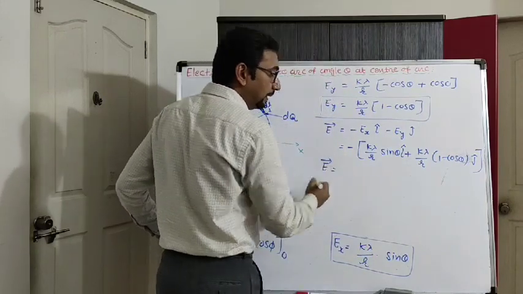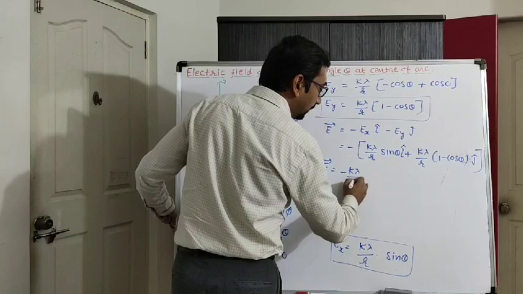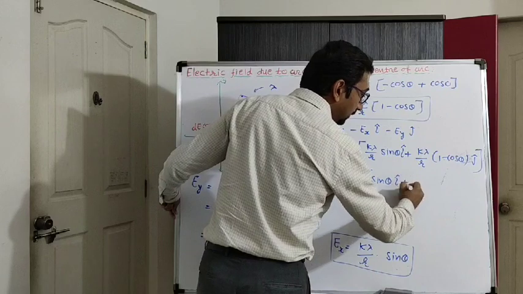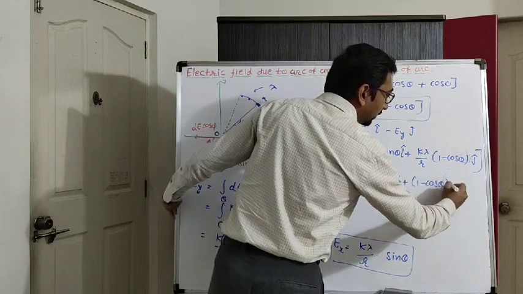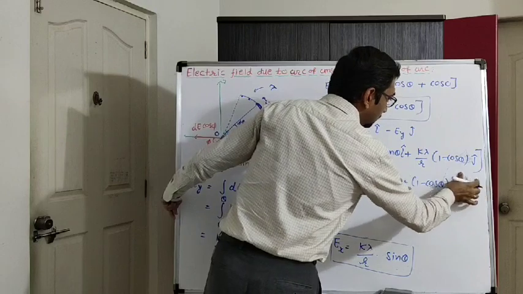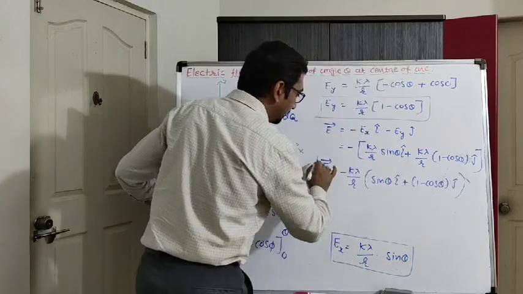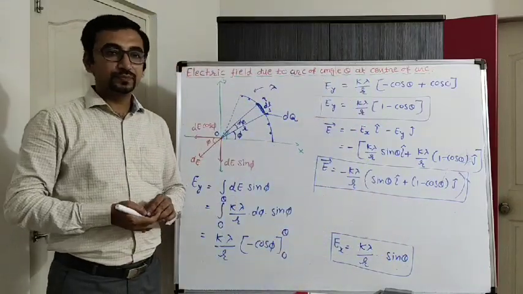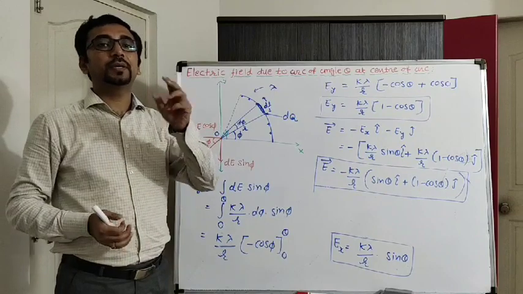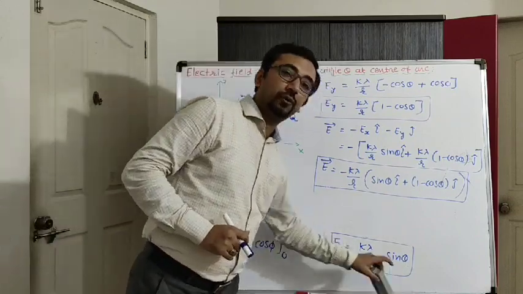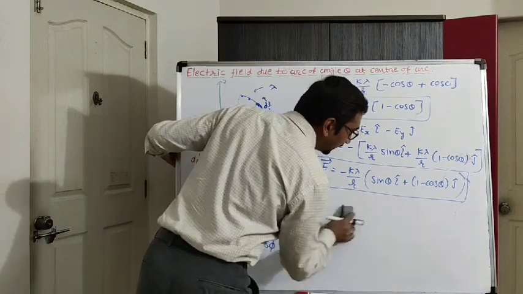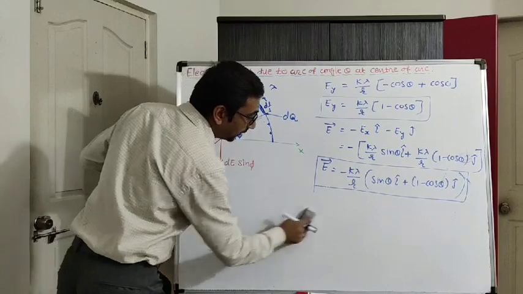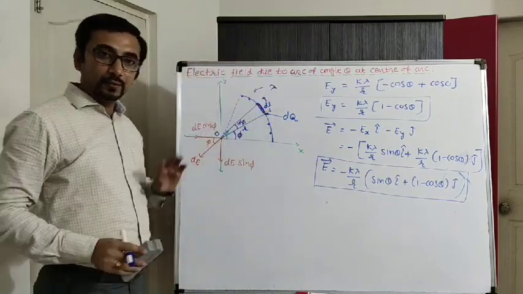So the electric field E is minus k lambda upon r in bracket sin theta i caret plus (1 minus cos theta) j caret. So finally we have the electric field due to an arc of angle theta at the center of that particular arc. This is one important formula to solve numericals related to arcs. We can even take some special cases of this particular calculation.